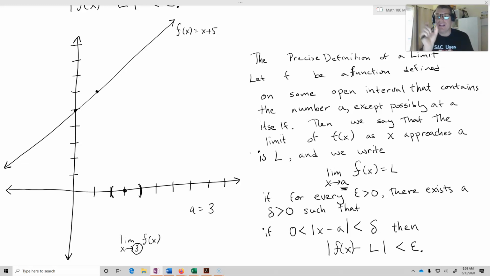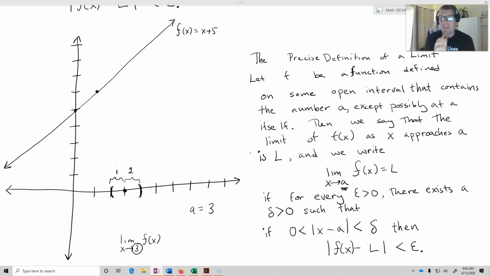And when we say open, it means that there's a little bit of wiggle room on either side of it. So in this case, we've got a full 1 on either side. That's our open interval. So we say, okay, let's say that's the one that we want to look at.